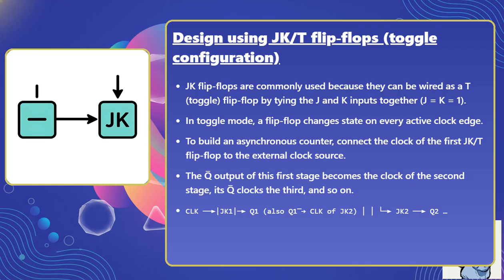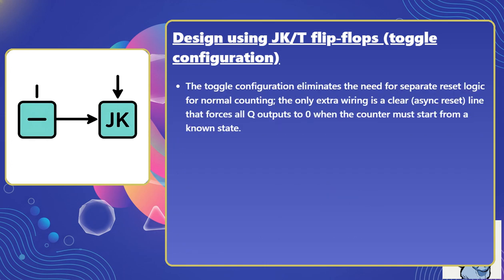CLK arrow JK1, arrow Q1, also Q1 bar arrow CLK of JK2. Then a vertical line down, back arrow to JK2, arrow Q2, and so on. Because J equals K equals 1, each stage automatically toggles when its clock pulses. The toggle configuration eliminates the need for separate reset logic for normal counting. The only extra wiring is a clear asynchronous reset line that forces all Q outputs to 0 when the counter must start from a known state.